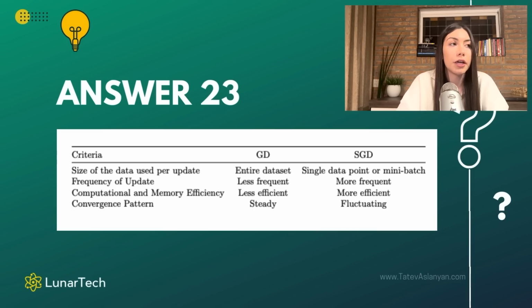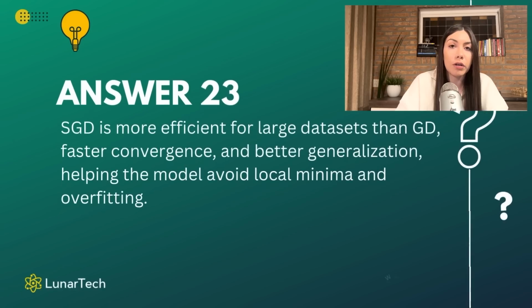Because SGD, every time for this single data point or just 2 training data points, updates the model parameters, unlike GD, which has to use the entire training data for just one single update. This causes SGD to make those updates much more frequently when using just a very small amount of data. So that's the difference in terms of update frequency.